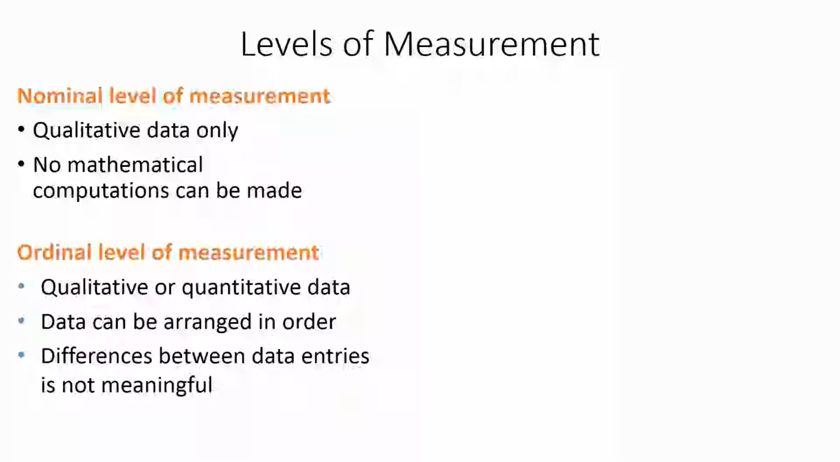The next step up is ordinal. And ordinal can be either qualitative or quantitative, but the key difference is that ordinal data can be arranged in some type of order. So the differences between these data entries shouldn't be meaningful, but being listed first should be different than listed second, and that order should be meaningful.